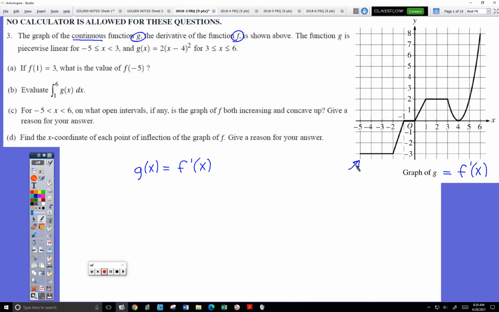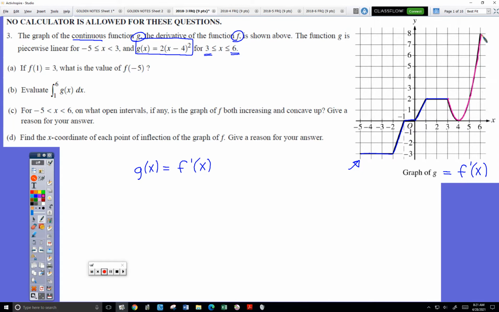The function g is piecewise linear. Yeah, I can see that. This is a new wrinkle. And the function g is equal to this formula for x values between 3 and 6. So here's where g is piecewise and linear. But now, starting at x equal 3, g is still piecewise, of course, but g is now defined by a formula, no longer linear, like that.